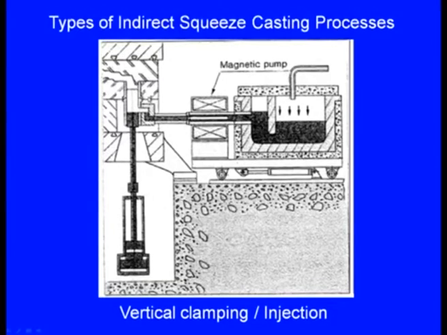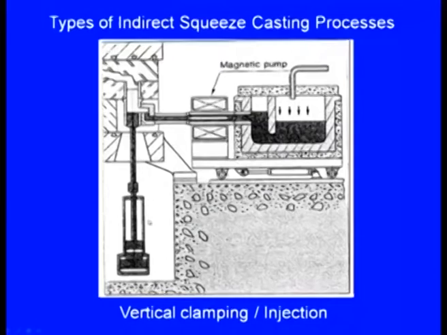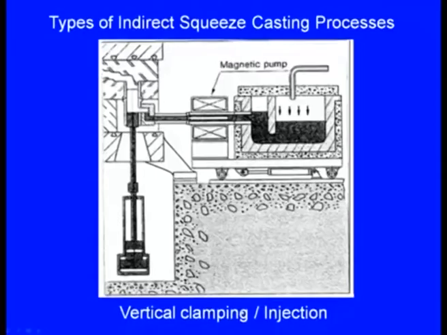These are the dies. These dies will be closed vertically, and this is the injection, and the molten metal is coming here, and this is the plunger. This plunger pushes the molten metal into the dies and it will be pressing till the solidification is over. Here we can see vertical clamping and vertical injection.